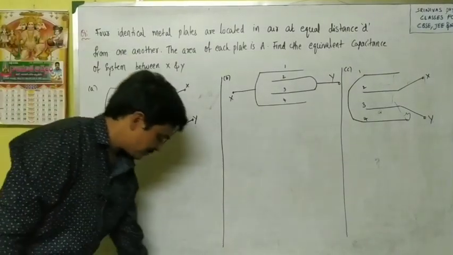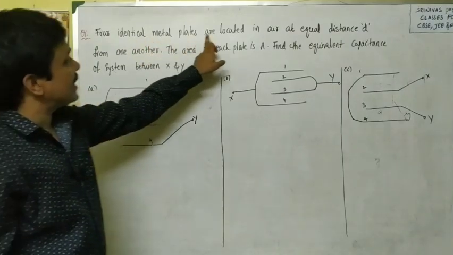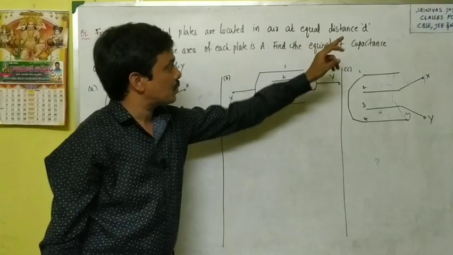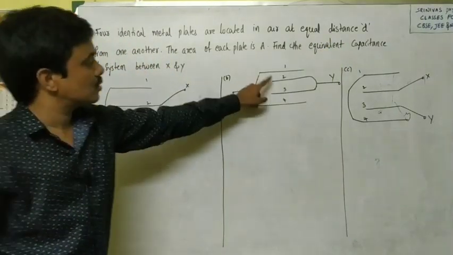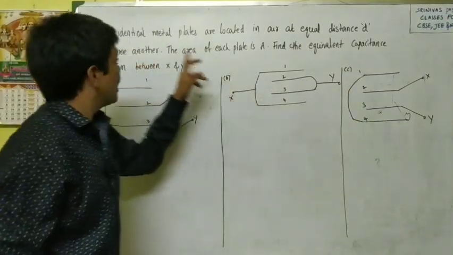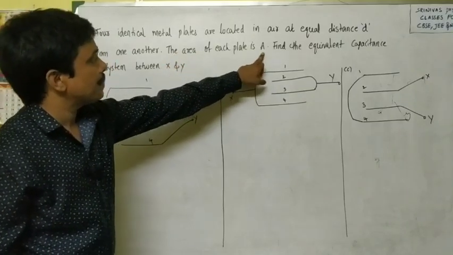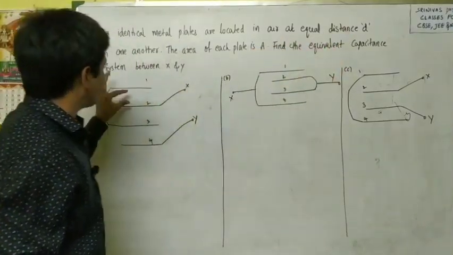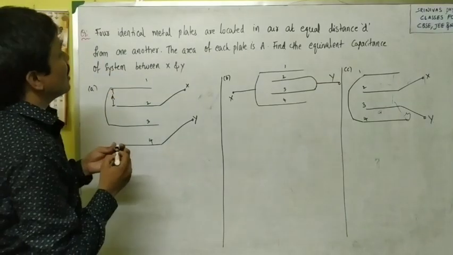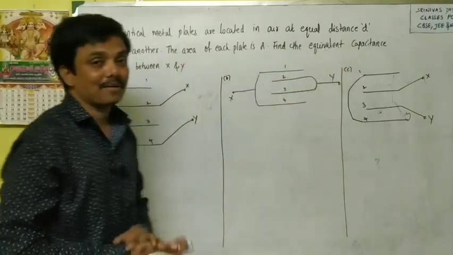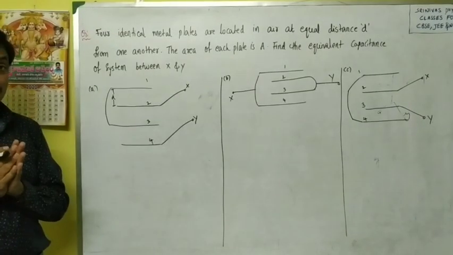Look here. There are 4 identical metal plates located in air at equal distance d. There are 4 identical plates, 1 2 3 4, each of area capital A, and the separation between any 2 plates is small d. Then find the equivalent capacitance. Here the 4 plates are there, and we have to find the capacitance. Previously we discussed one thing.